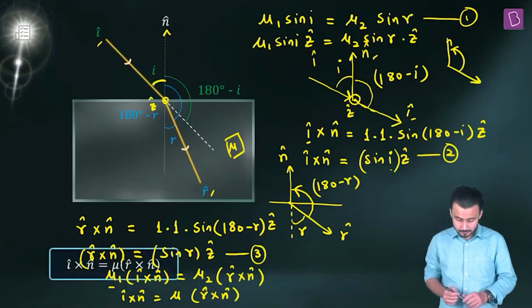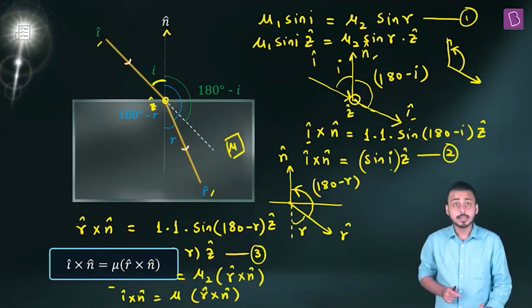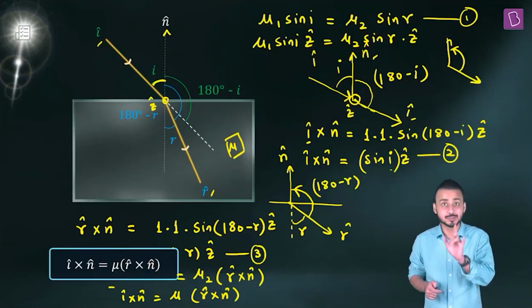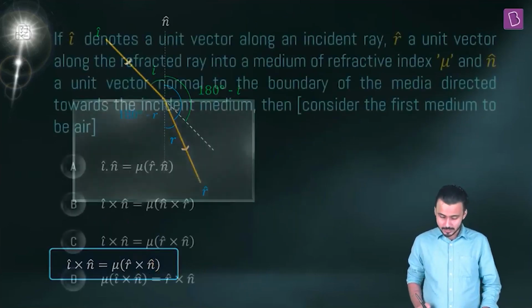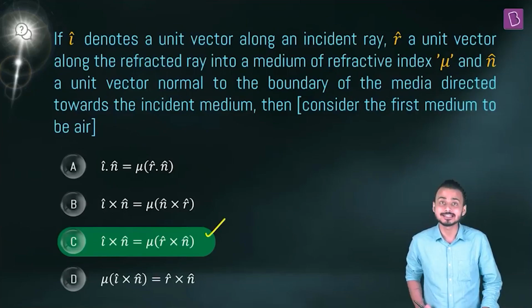Let's look into the answer. Is that the same? I cap cross n cap is equal to mu times r cap cross n cap? Yes, it is. Let's look into the options. Option C will be the correct option in this case.